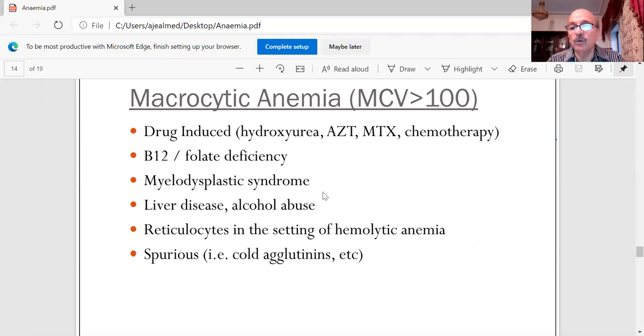Myelodysplastic syndrome is another cause of macrocytic anemia. You will have this in a separate lecture or seminar. Liver disease by itself is associated with macrocytic anemia. But if the liver disease is induced by alcohol, and as you all probably know, alcohol is the commonest drug to cause liver cirrhosis and chronic liver disease, then macrocytosis occurs. Actually, macrocytosis occurs with alcoholism before the patient develops liver disease, so the MCV will go up. And when liver disease develops, the MCV will go even higher.